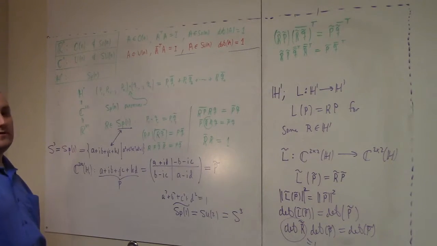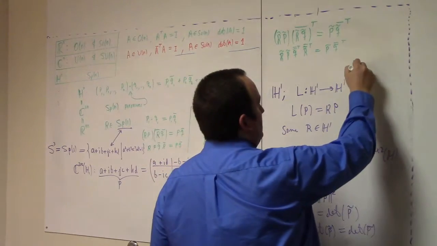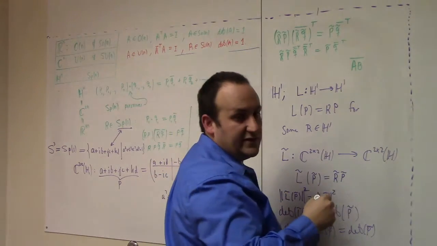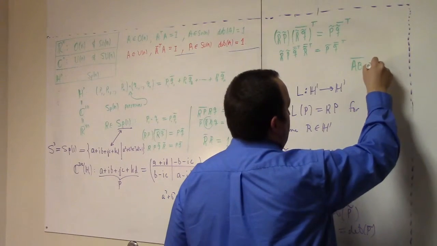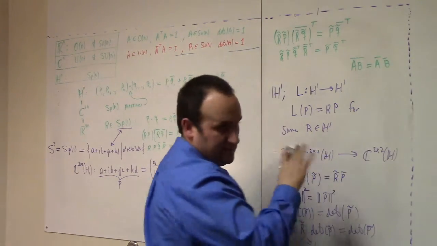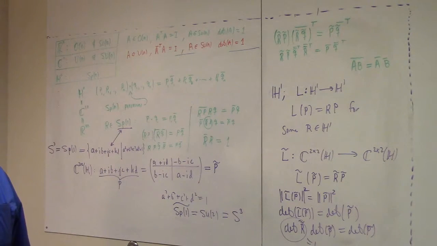Well, the bar is innocuous. If I have A and B, 2x2 complex matrices, component-wise conjugation plays nicely with the product. It's just this. There's nothing funny about it. Transposition, on the other hand, does reverse the order, like socks and shoes. We don't have to reverse the order on the conjugate.